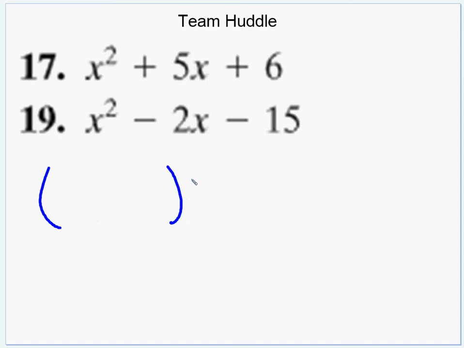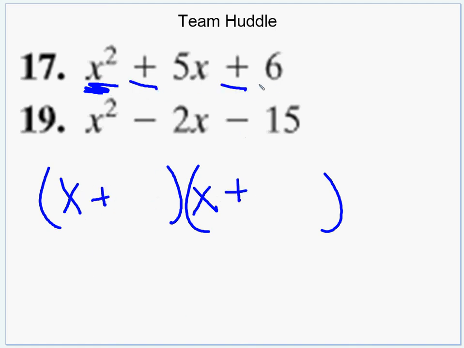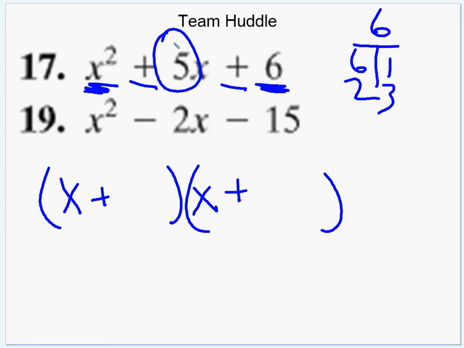So let's see this first one here. X squared has to come from x times x. Everything is positive, so these will be positive. Two numbers that multiply to 6, 6 times 1 or 2 times 3, and I want those numbers to add up to 5. So plus 2, plus 3. Remember, they have to be positive. If the 1 was negative, we could get that 6 and a minus 1 to add up to 5, but we need both of these to be positive because they do multiply to a positive 6.